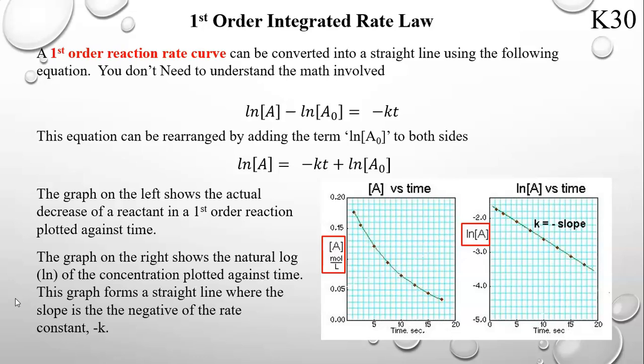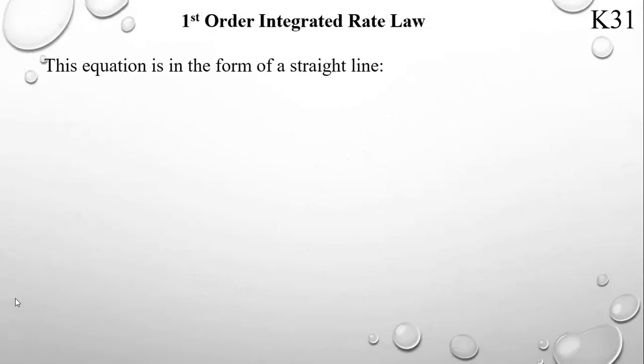The graph on the left shows the actual decrease in a reactant in a first-order reaction plotted against time. The graph on the right shows the natural log, ln, of the concentration plotted against time. This graph forms a straight line where the slope is the negative of the rate constant, so it's negative k. The rate constant is always a positive number, but that slope is negative, so it's the negative of the rate constant. So the equation is in the form of a straight line.